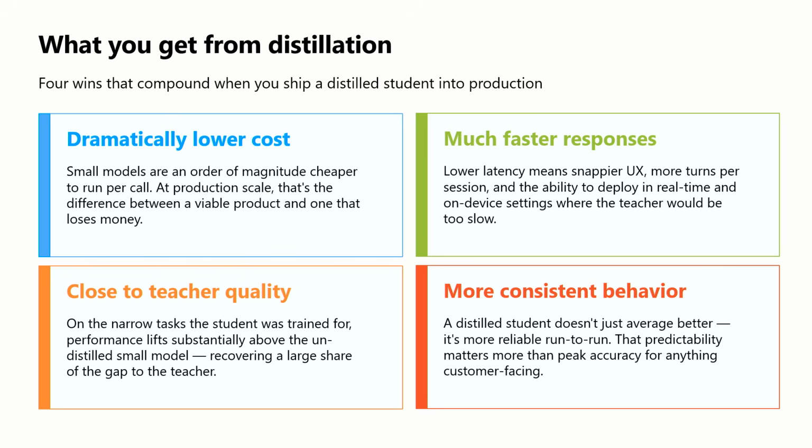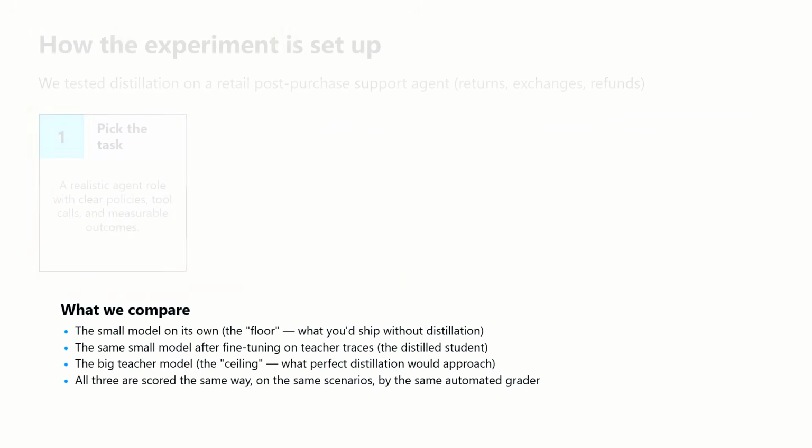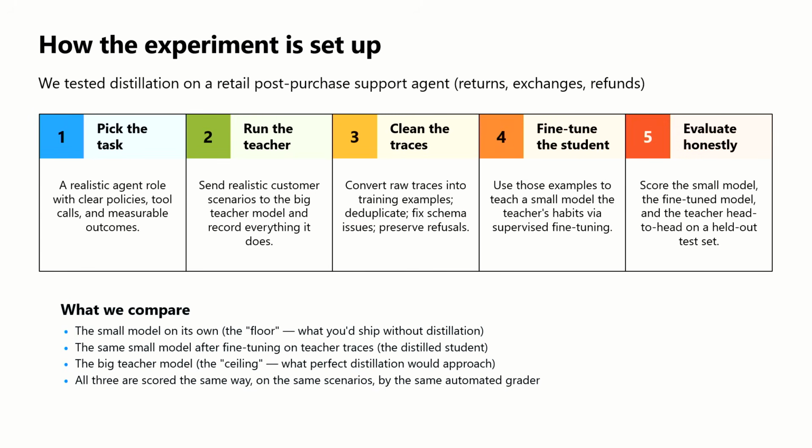And also you can get faster responses. And these models, when fine-tuned on real-world traces, can often mimic the teacher quality very closely, so that on the narrow task the student was trained for, the performance lift is substantial, sometimes even outperforming your teacher on some tasks. And by doing supervised fine-tuning, which is what we're going to show you today, you are going to get more consistent behavior.